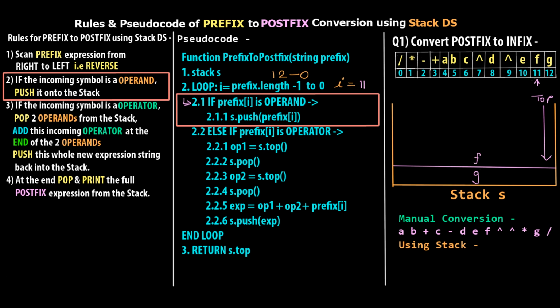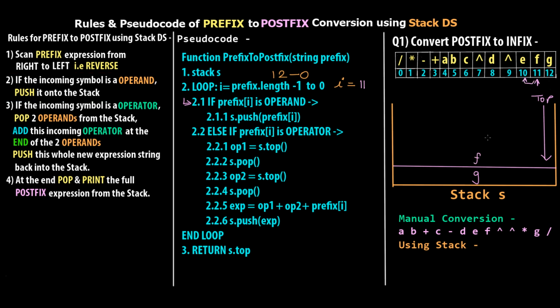And similarly, if you observe, after F we have E. So E will also be pushed onto the stack. In all the cases, 2.1 is applied. So let's add them to the stack quickly. Okay, so we've added F and E onto the stack. And when we are at E, the index position is 10. So I is going to be 10. And now we will again go one index less. So now I becomes 9. So we are at this index position.